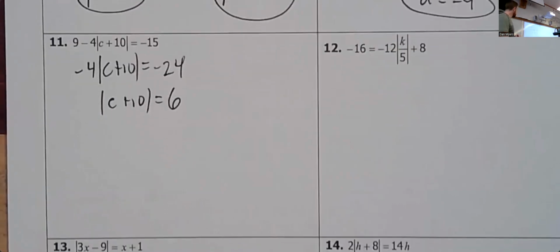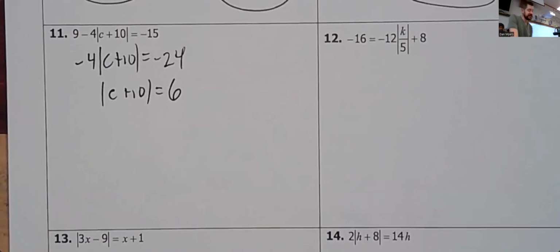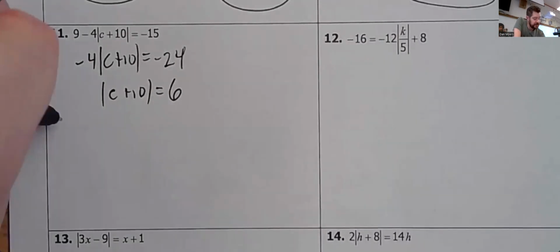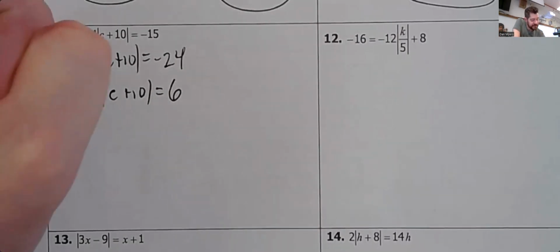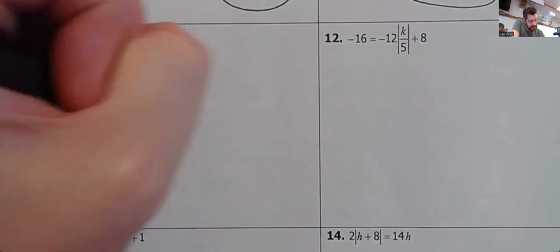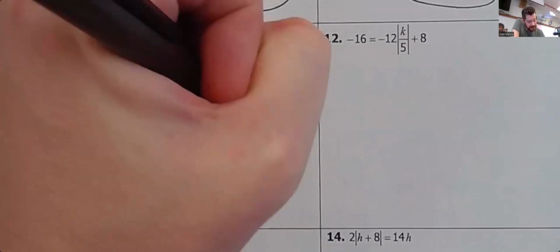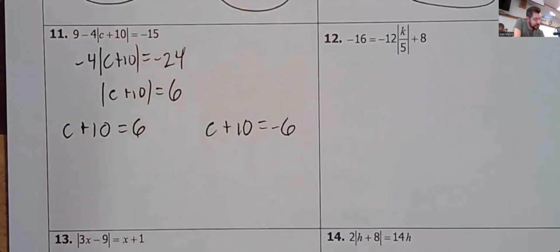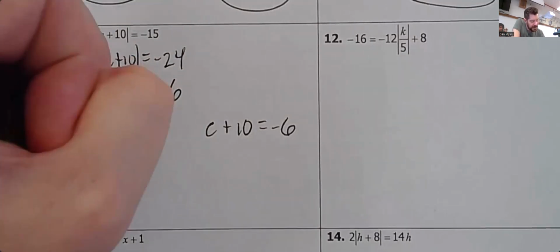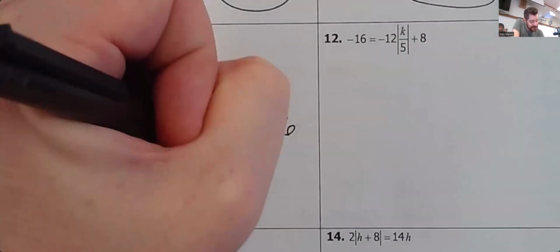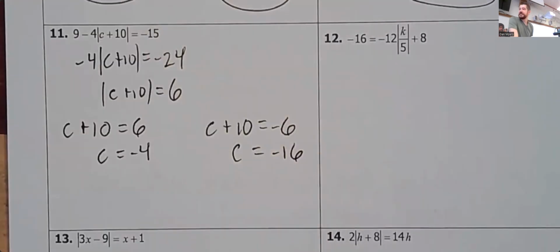So you write your 2 equations, one of them equals 6, the other equals negative 6, and then we'll go back and double check. So we're going to have c plus 10 equals 6, and we'll have c plus 10 equals negative 6. So that would be negative 4 and negative 16, what it looks like.